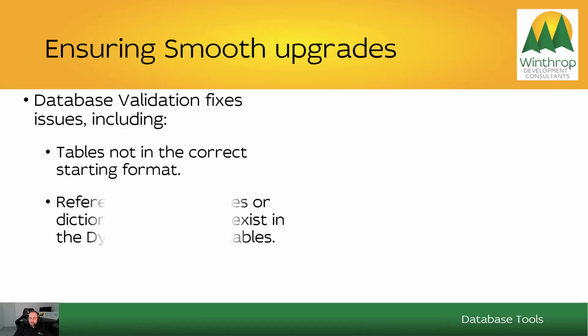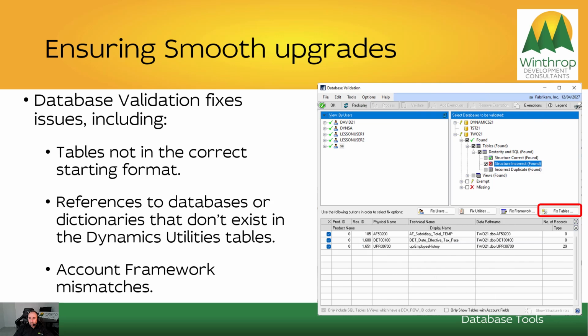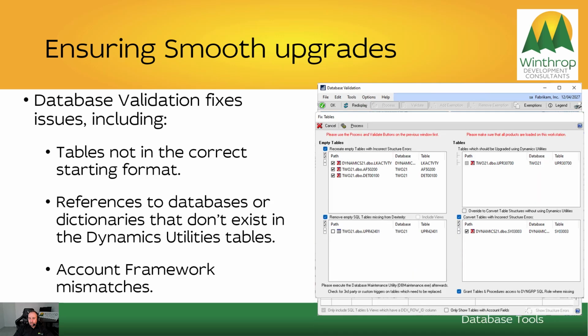Database validation also has the option to make sure that all of the table structures are correct within GP, and if they're not correct, it has the ability to fix them without losing any data, and it will be able to rebuild that table for you. It also looks for junk data in the Dynamics Utilities tables and account framework mismatches, all of which will cause problems with your upgrades.